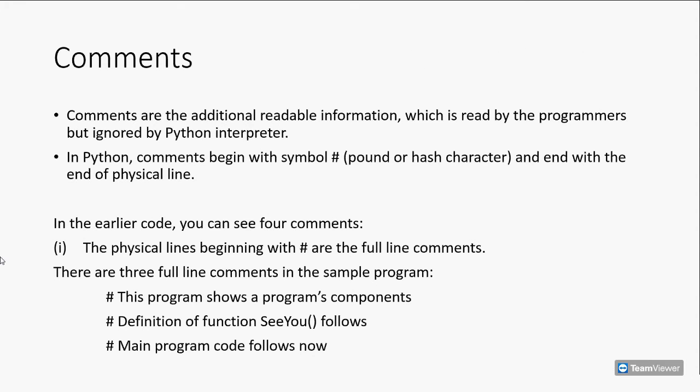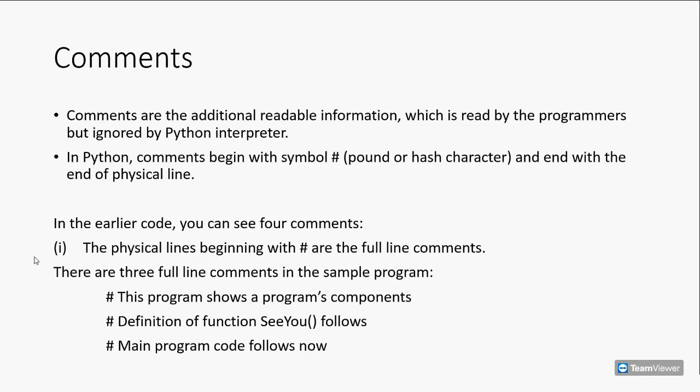Now we have the comments. Comments are the additional readable information which is read by the programmers but ignored by the Python interpreter. In Python, comments begin with the hashtag, pound or hash character and end with the end of the physical line. In the earlier code, you can see 4 comments. The first ones, the physical lines beginning with hashtag, are the full line comments. There are 3 full line comments in the sample program that we did, which are listed as follows.